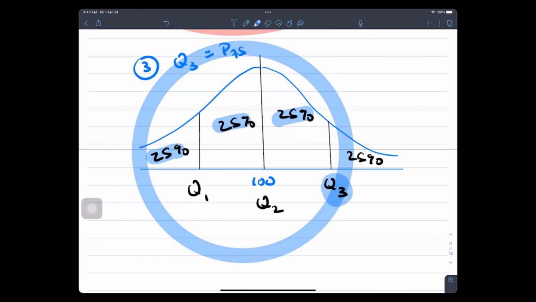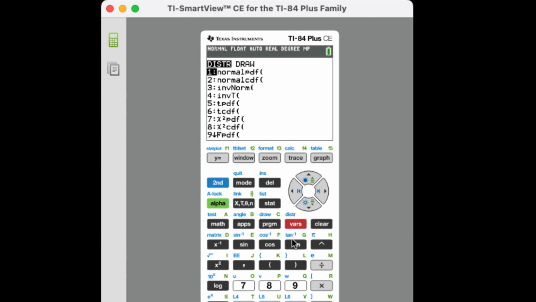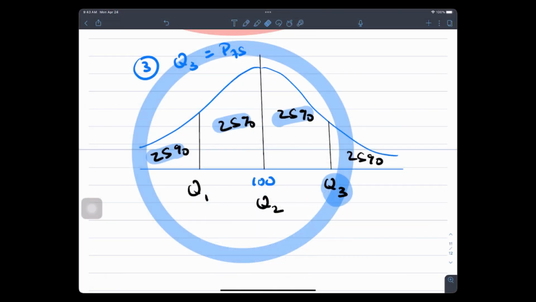We can use for Q3, we can use this as 75%, right? 75% is below that value. Would you guys agree with that? Because it's 25, 25, and 25. So here, if I say to you, second distribution, inverse norm, 75% of the data, which would I use? Left, right, or center? Left. Is that true? I'd have to use the left. Is that right? And you say, why? Because isn't 75% on the left there?